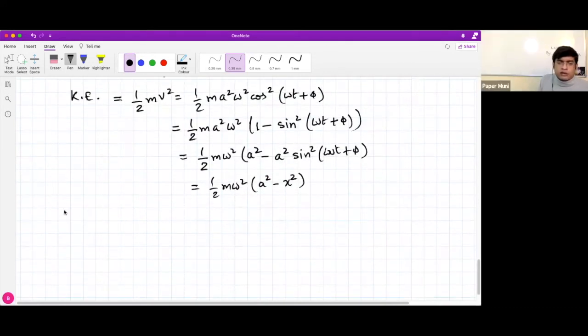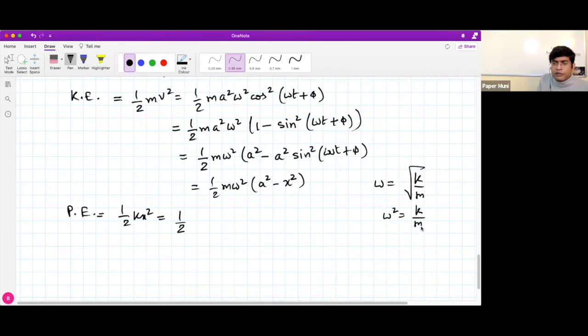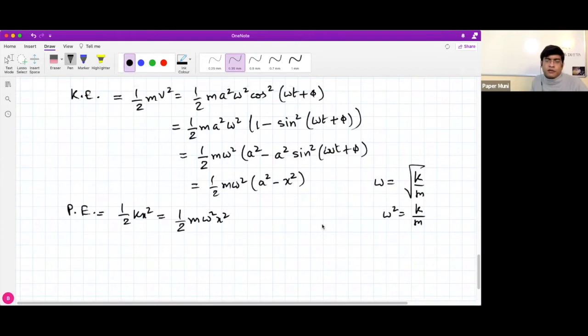And let's write down the potential energy. So what we have here is half k x square, or we can write half m instead of k. We have omega equal to the square root of k by m. Okay, if you write omega square equal to k by m, then instead of k, we can write m omega square. So the potential energy is half m omega square x square, right? So these are the two energies which we have in terms of the displacement. Okay, now let's find out the total energy. This is KE plus PE.